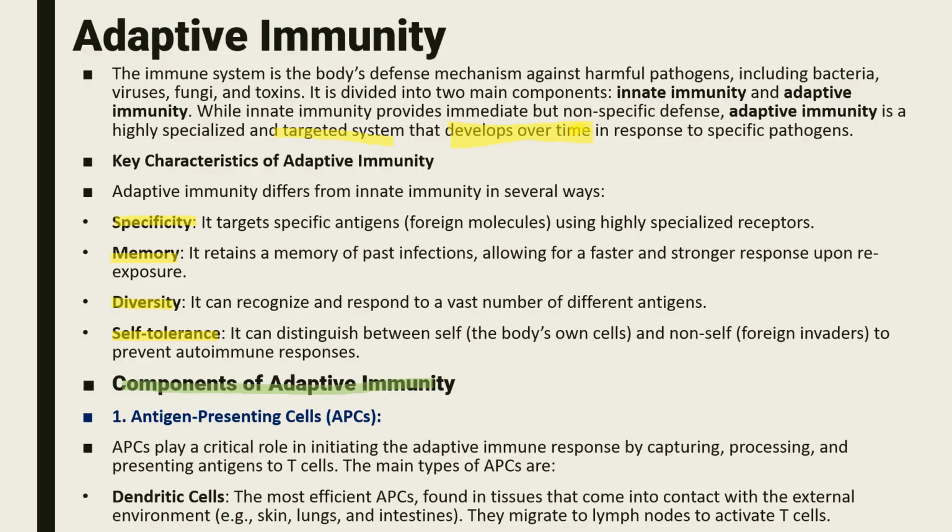Number one is antigen presenting cells, APCs. The APCs play a crucial role in initiating the adaptive immune response by capturing, processing, and presenting antigen to T cells. The main types of APCs are dendritic cells. We studied this in innate immunity as well. They are the most efficient APCs, found in tissues that come into contact with the external environment, for example, the skin, lungs, and intestines. They migrate to lymph nodes to activate T cells.